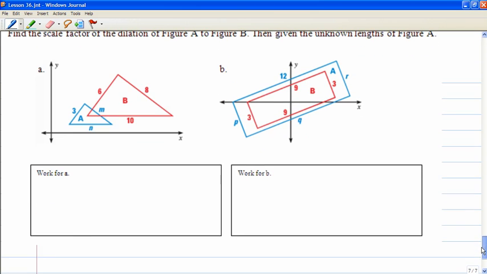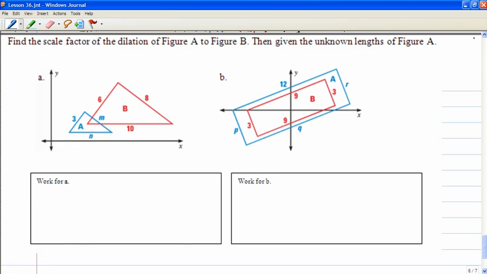Okay, so now we've got something a little bit different. Instead of having the coordinates, we actually have side lengths. So we're not looking at coordinates anymore, we're looking at side lengths. So this example says find the scale factor of the dilation of figure A to figure B, and then give the unknown lengths of figure A.